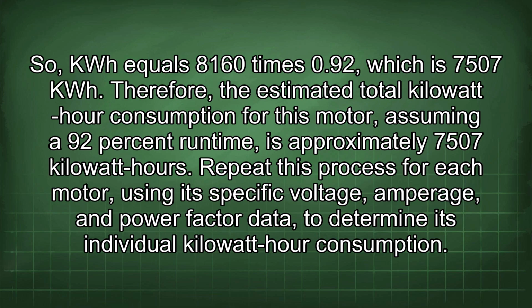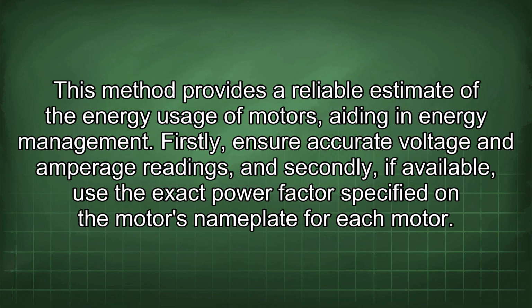7,507 kilowatt-hours. Repeat this process for each motor using its specific voltage, amperage, and power factor data to determine its individual kilowatt-hour consumption. This method provides a reliable estimate of the energy usage of motors, aiding in energy management. Firstly, ensure accurate voltage and amperage readings, and secondly, if available, use the exact power factor specified on the motor's nameplate for each motor.